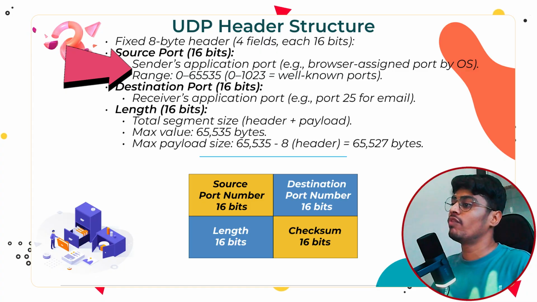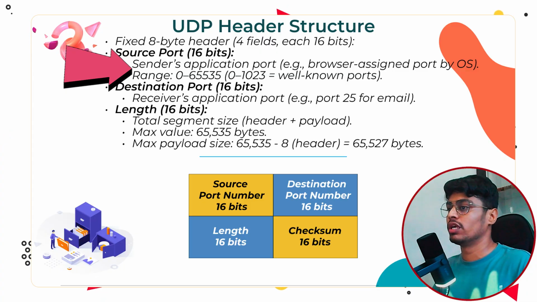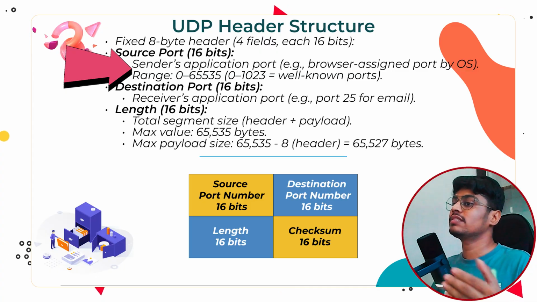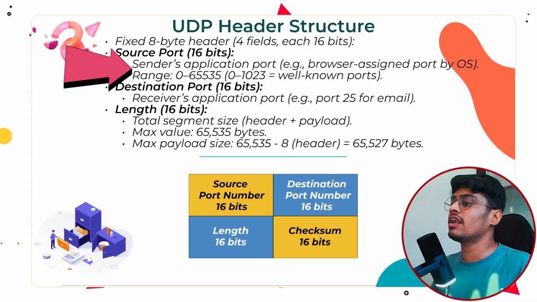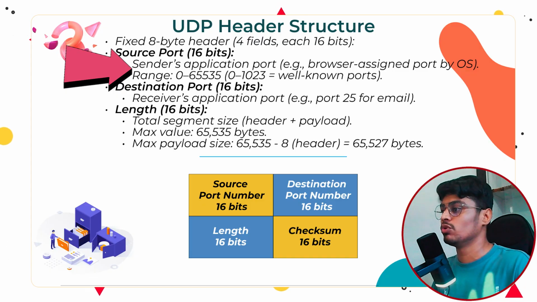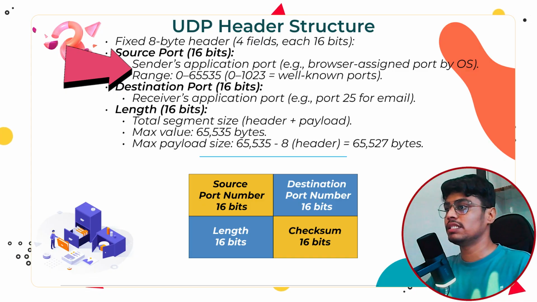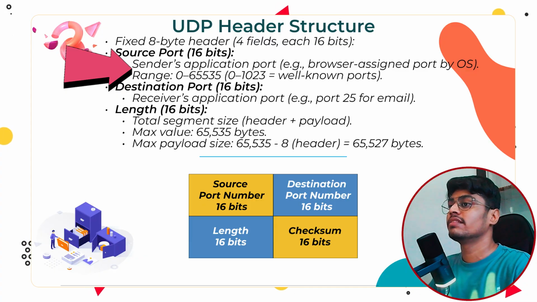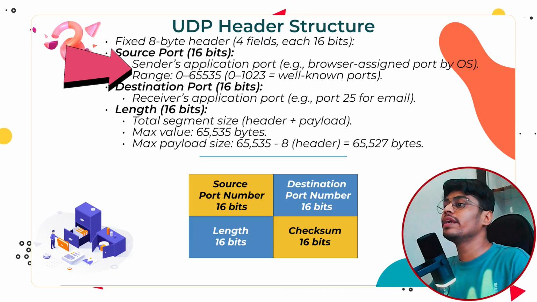From 0 to 1023 are well-known port numbers. We have discussed that. After that, some are registered port numbers, and then there are normal port numbers which we use in our systems. If I am sending data from my system, which application is sending data, that application will have a port number. How do we get that port number?